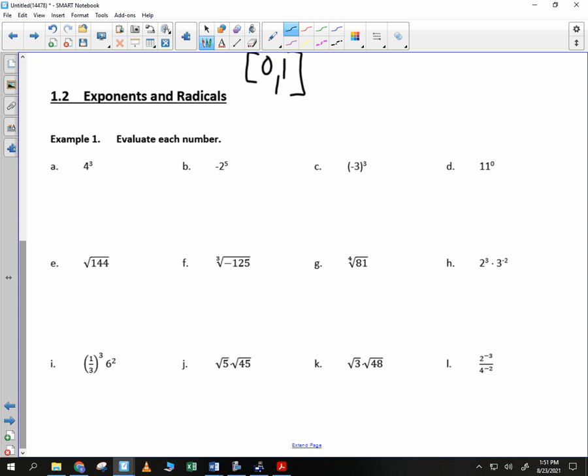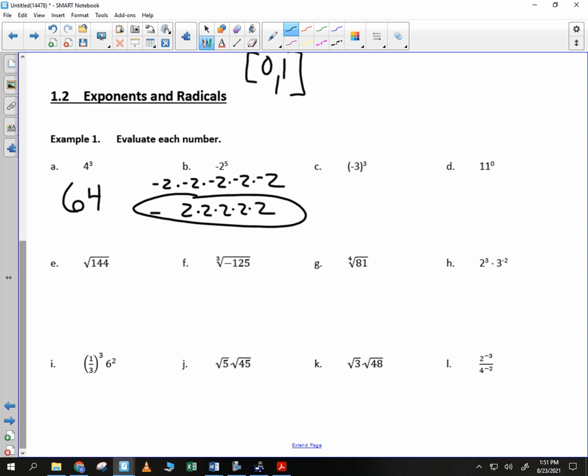So let's figure it out. Let's deal with our exponents first. 4 cubed is 64. How do I calculate -2 to the 5th? Is it -2 times -2 times -2 times -2 times -2? Or is it 2 times 2 times 2 times 2 times 2 and you attach a negative? Which one is it? The top one or the bottom one? It is the bottom one. So in this situation, you get -32.